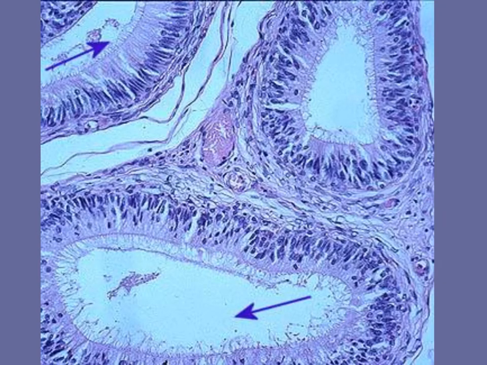This is a close-up of the ductus epididymis. Again, the lumen. You may see some of the spermatozoa, the pseudostratified columnar epithelium, the connective tissue with some smooth muscle.